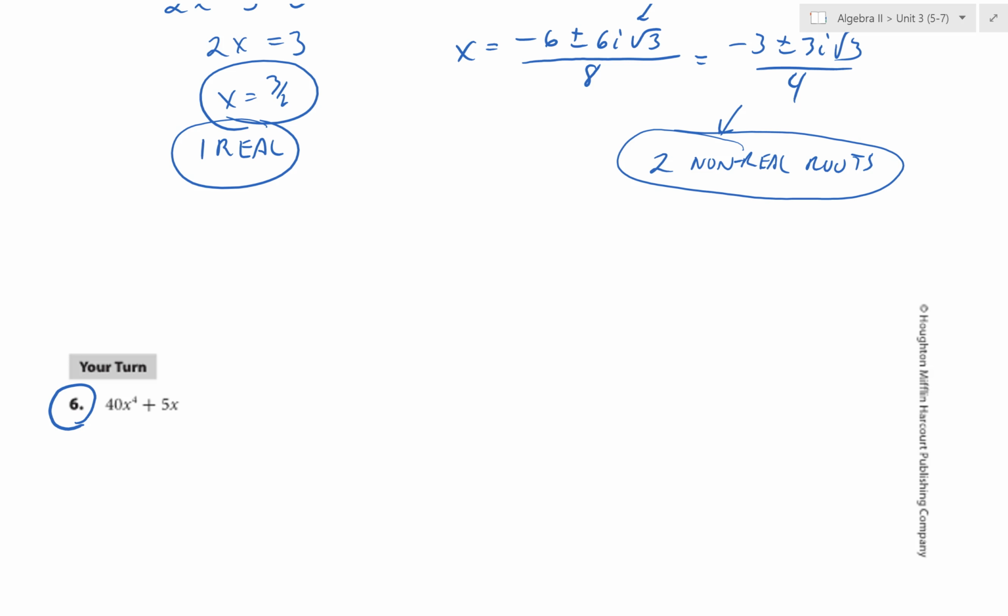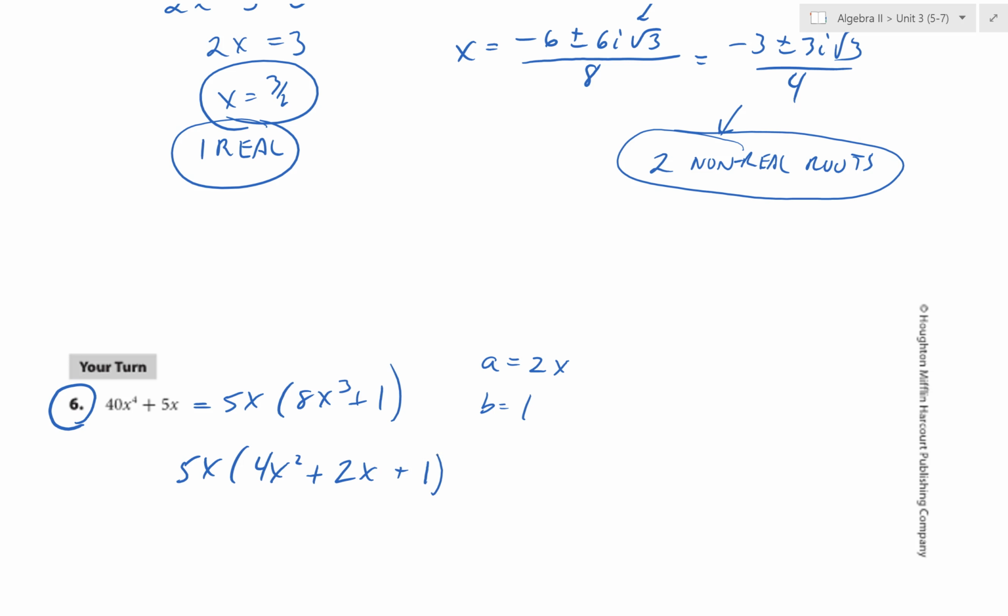Okay, Haven, what can we factor out first? First you can factor out 5x. Okay, good. So if you factor out 5x, we're left with 8x cubed plus 1. And that is a sum of cubes, because if you cube 2x, you get 8x cubed. If you cube 1, you get 1. So this is a sum of cubes. And so factoring this using the sum of cubes equation would be a squared, so that's 4x squared, plus ab, plus b squared.